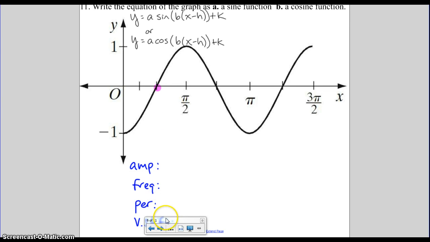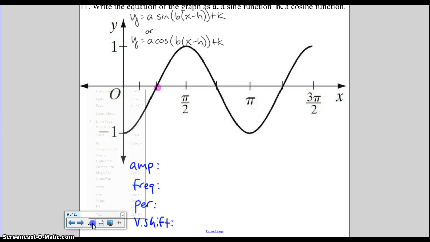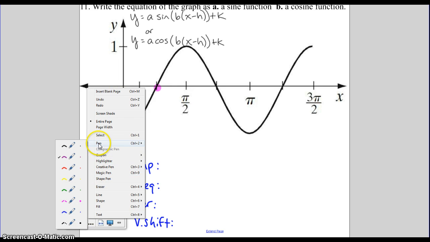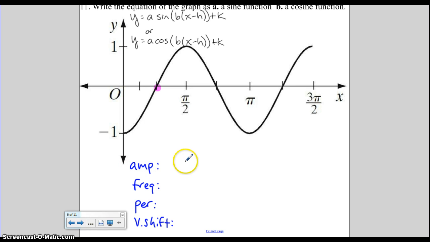Great. Next thing I'm going to do is identify all the characteristics of the graph that I know. Let me get a decent colored pen here. Let's go with red. Okay. What's the amplitude of the graph? Amplitude is the height of the wave above the nodal line. So that's just a 1. If you remember, amplitude is the absolute value of A, because again, I'm trying to relate it back up here to the A, B, H, and K.